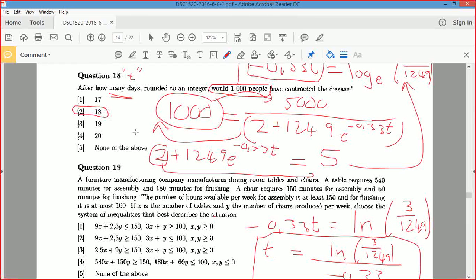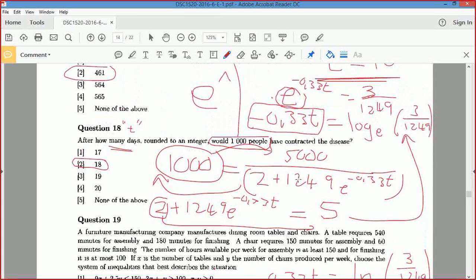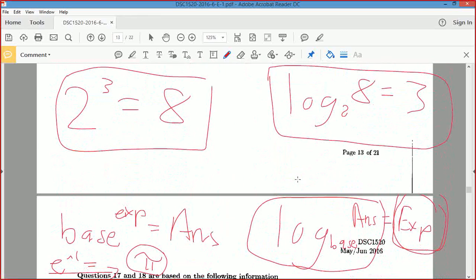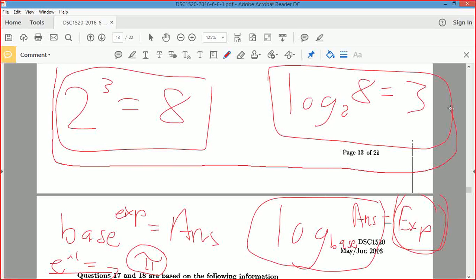Okay, so after 18 days, 1,000 people would have contracted this disease. Makes sense? Yes, that does. So it's a little bit tricky because you have to work backwards. That's the key: writing down a simple log, knowing what that log means or represents. It's base exponent equals answer, so log base answer equals exponent. Then I can just relate what I have in the question to what I have here, because I can literally just pull the numbers through.